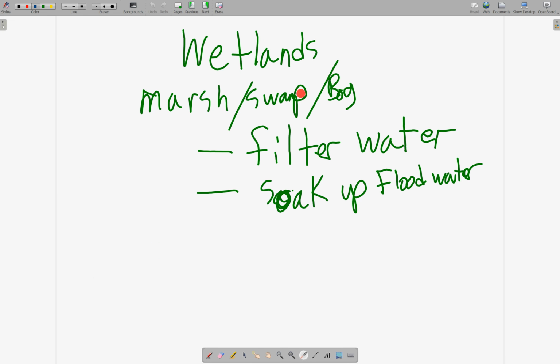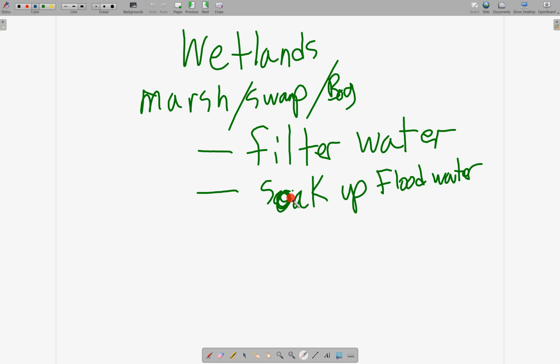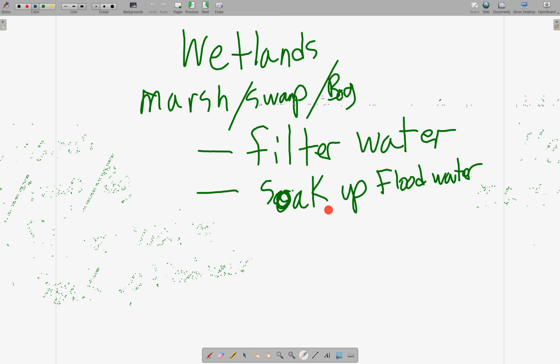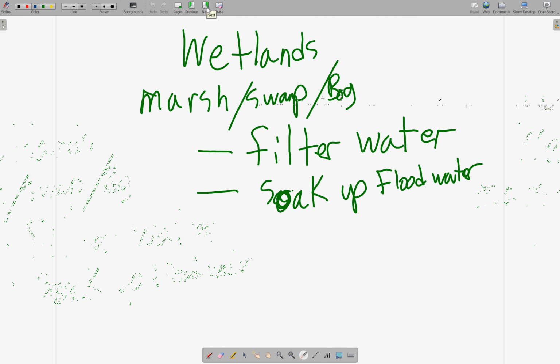Wetlands, they can be marshes, they can be swamps, they can be bogs. There are differences. For example, swamps have trees, marshes do not have trees. But they're all wetlands, and all wetlands filter water and soak up flood water. So when a developer wants to drain a swamp or a marsh and build a strip mall, they're going to increase the chances of flooding because there's no longer that swamp to soak up that flood water. And they're also homes to lots of different kinds of plants and animals. That's the biodiversity.